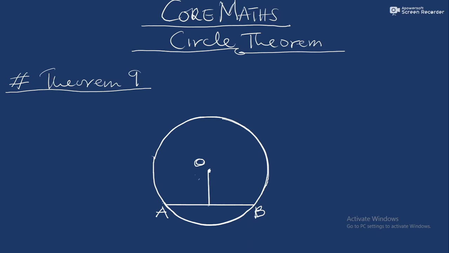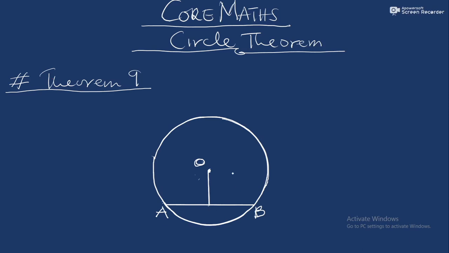So this line from the center of the circle to the chord bisects the chord, and it's also perpendicular to the chord. Meaning that any line drawn from the center of a circle to a chord is a perpendicular bisector of the chord. A perpendicular line is basically a line that makes an angle of 90 degrees with the other. So this line is a perpendicular line, but once it is dividing the chord into two, we say it is a perpendicular bisector.